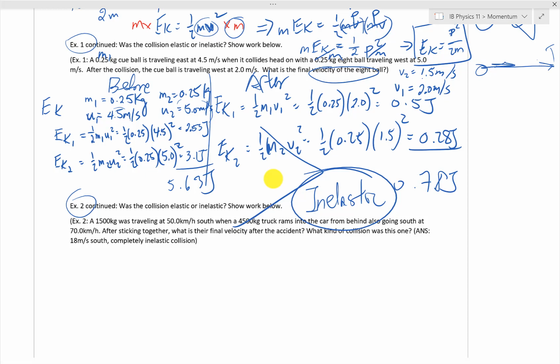Okay, so that is how we show our work to prove whether or not your collision is elastic or inelastic. In fact, this collision here would just be a normal inelastic collision. If the two balls were stuck together and they move together, which really doesn't happen in a pool game, then we would call that a completely inelastic collision. Okay, so hopefully that gave you some insight on how you could do these kinds of problems.